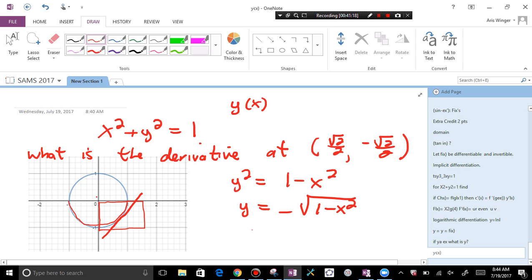I don't want to take a derivative of this. It requires the chain rule. And of course, you would be able to get the same answer. The hope is that whatever we're about to do implicitly, we'll be able to get the same answer. Okay.